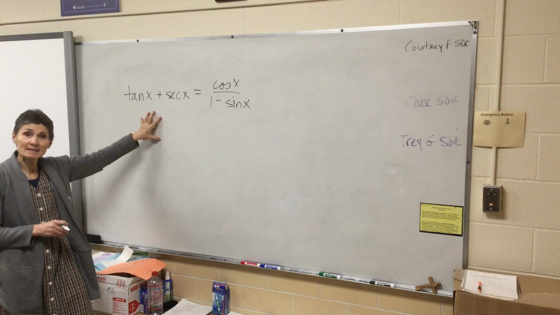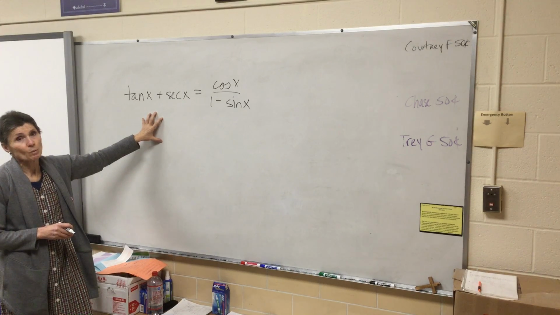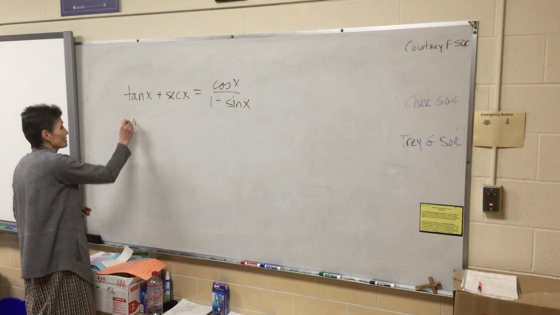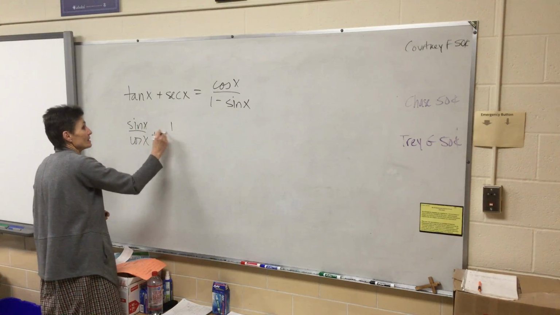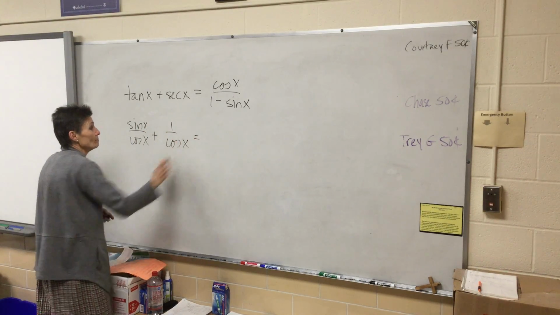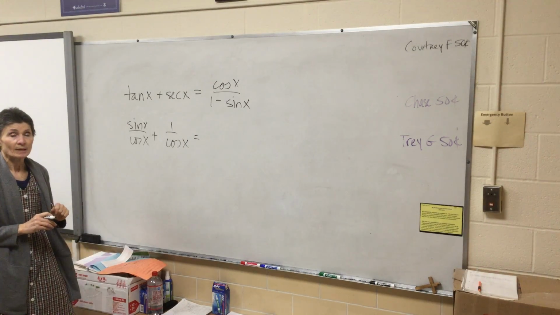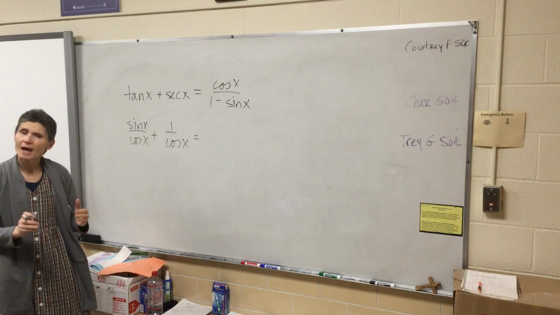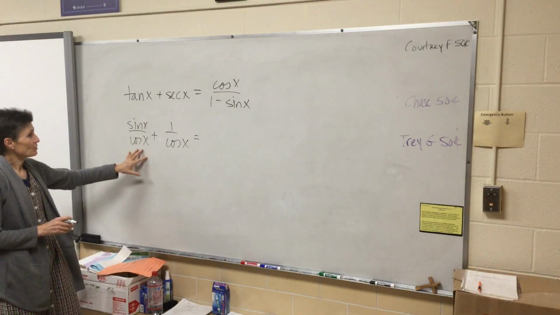Now, the reason I'm picking this side is because there's a very clear and obvious way to begin. Tangent is sine over cosine. Secant is 1 over cosine. So a very clear way to begin. If I started over here, are there things I can do? Absolutely, but they're not quite as obvious. So I'm going to do this.